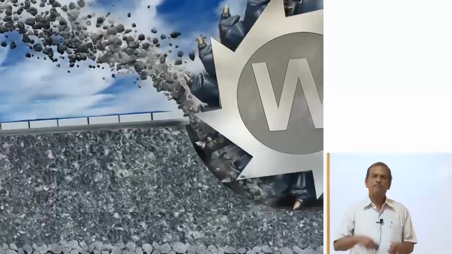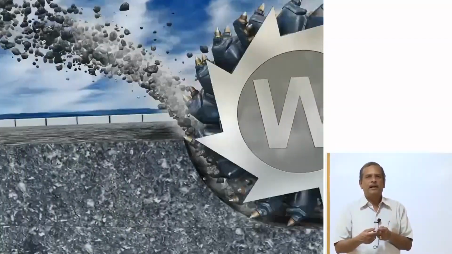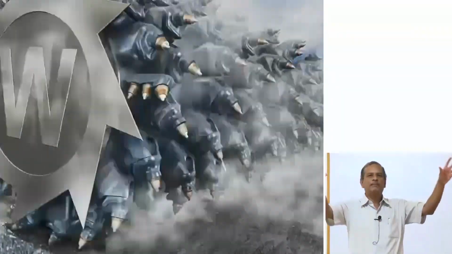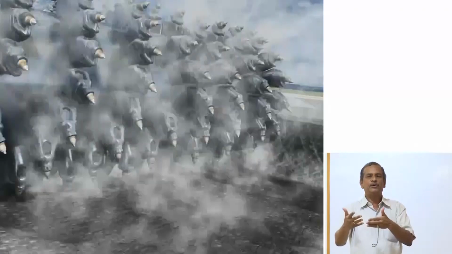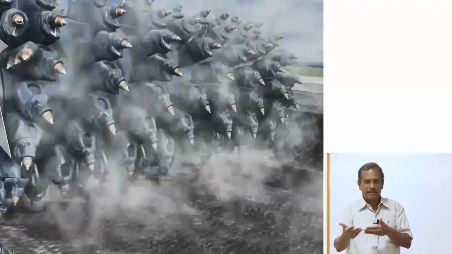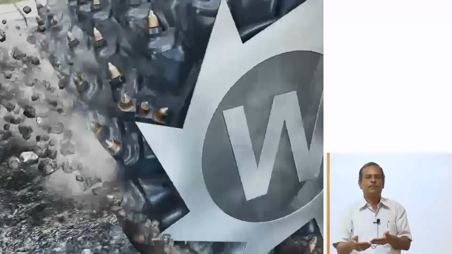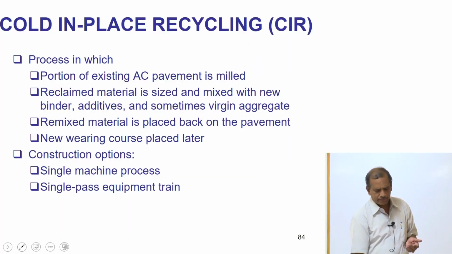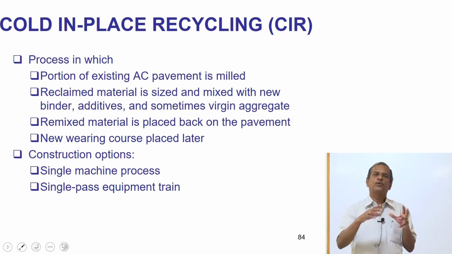So if you look at this, I can mill the entire material. Now milling machines are available. If the road has deteriorated, I need not provide an overlay over that. You mill the material and use the material again and again. So milling is the first step when you want to reuse the materials. Once you mill the material, I can do cold recycling.